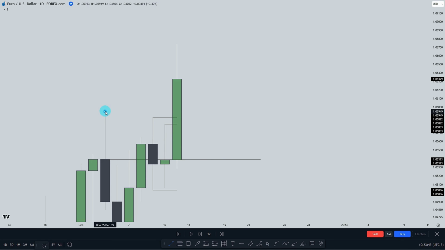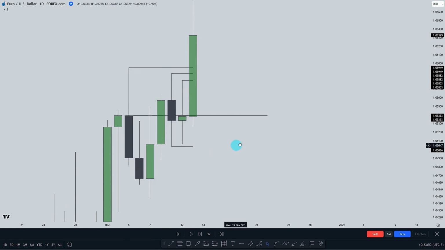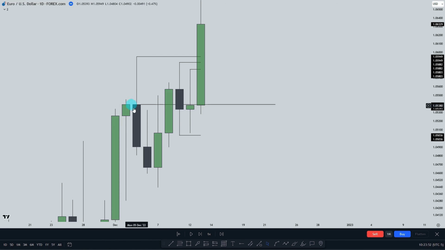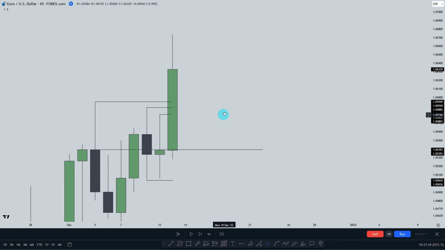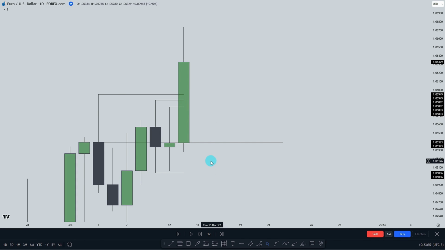Also, we had this high up here, which would be a draw on liquidity. And lastly, we formed an order block. So that's how you could anticipate where price should be going after a consolidation candle or an inside candle.